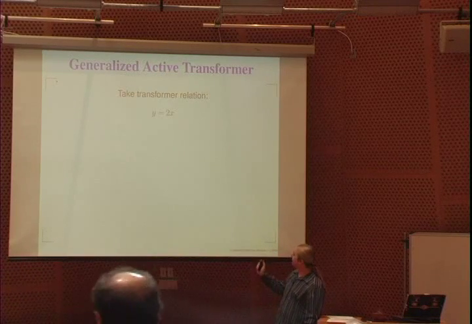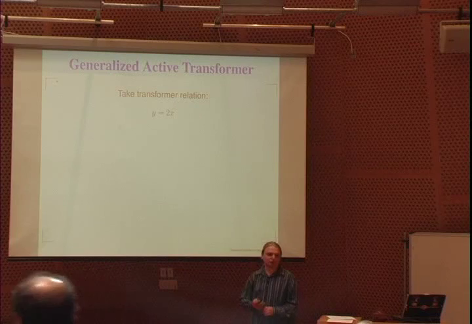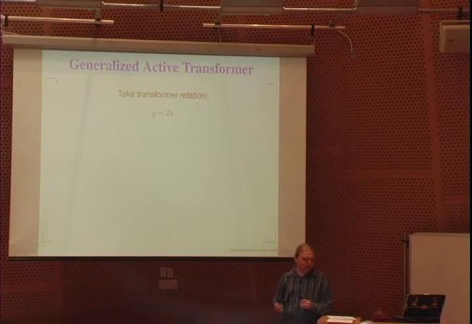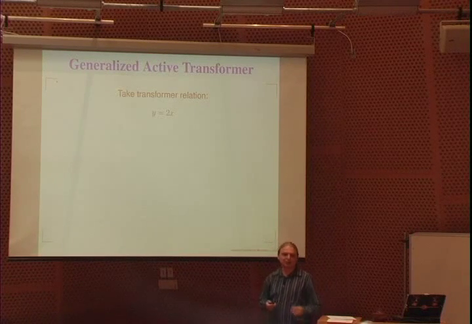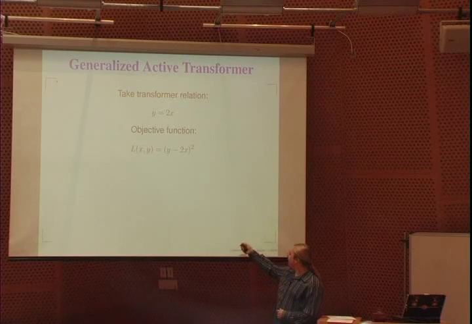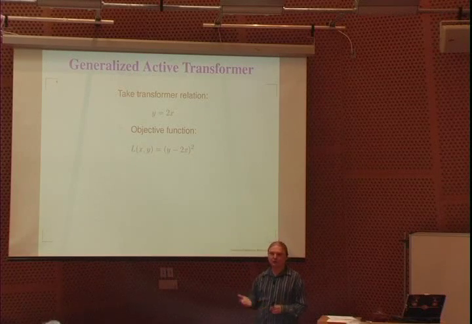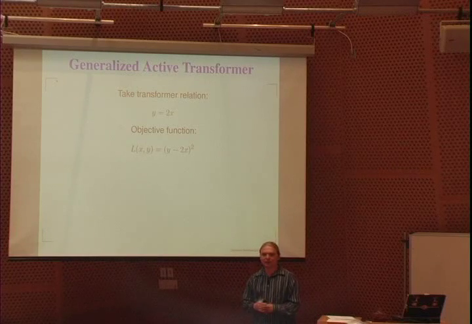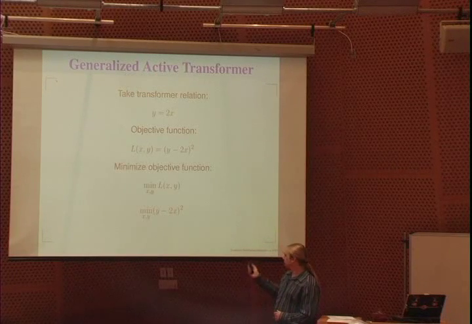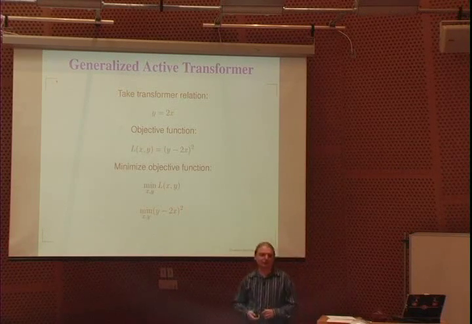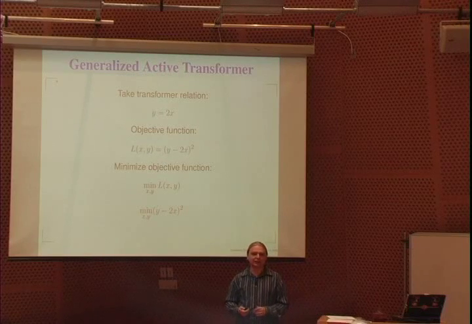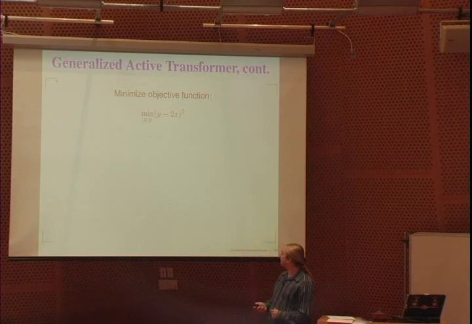The way that I did this, I took the transformer relationship, in this case y equals 2x, and I set up an objective function, (y - 2x) squared, where this function is minimized when y is equal to 2x. At that point this is equal to 0, and otherwise it's positive, it's greater than that. And then the circuit just tries to minimize that objective function. The way that it does that is also pretty basic.